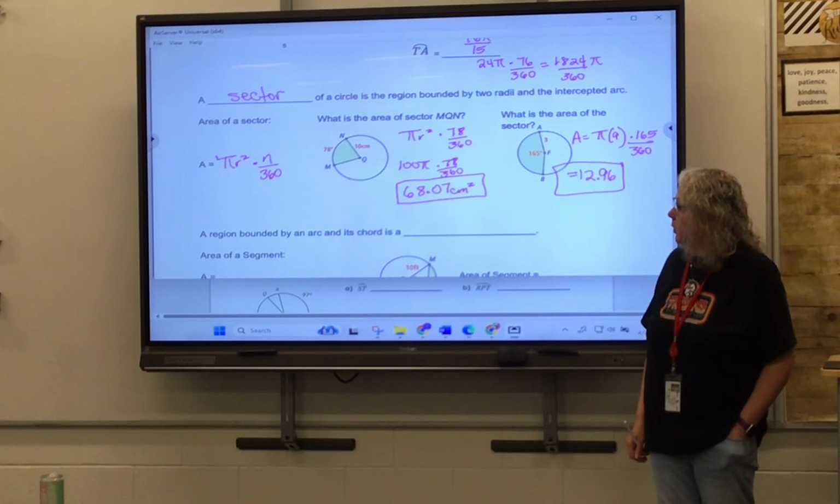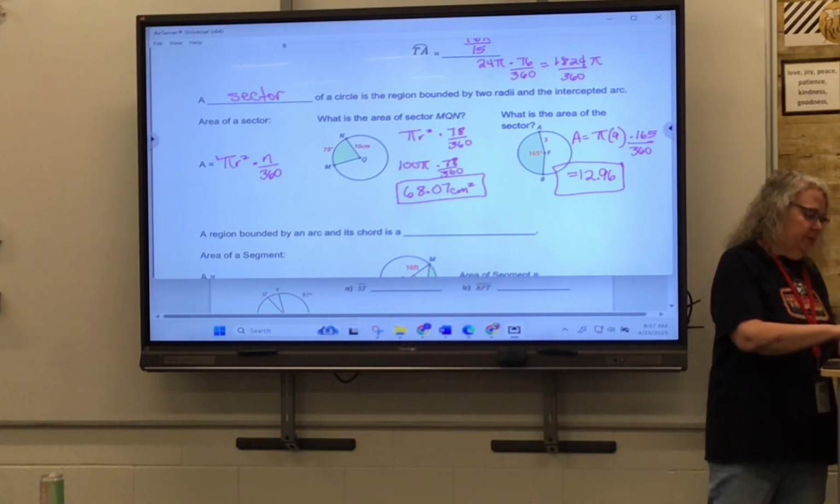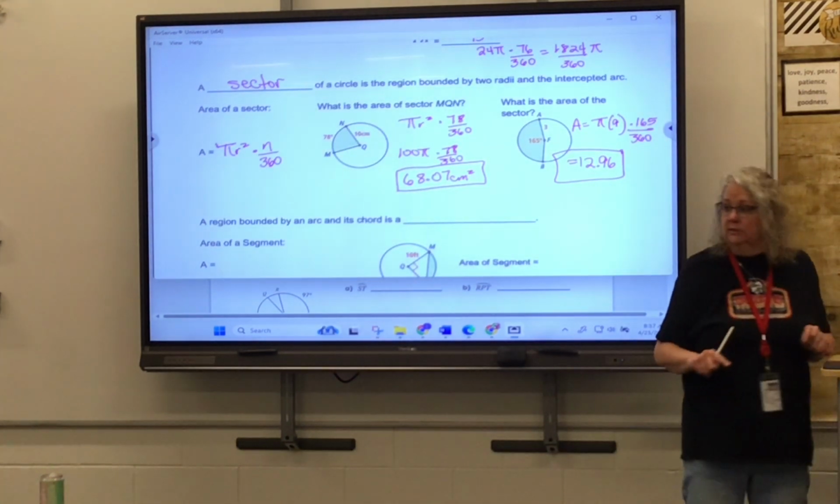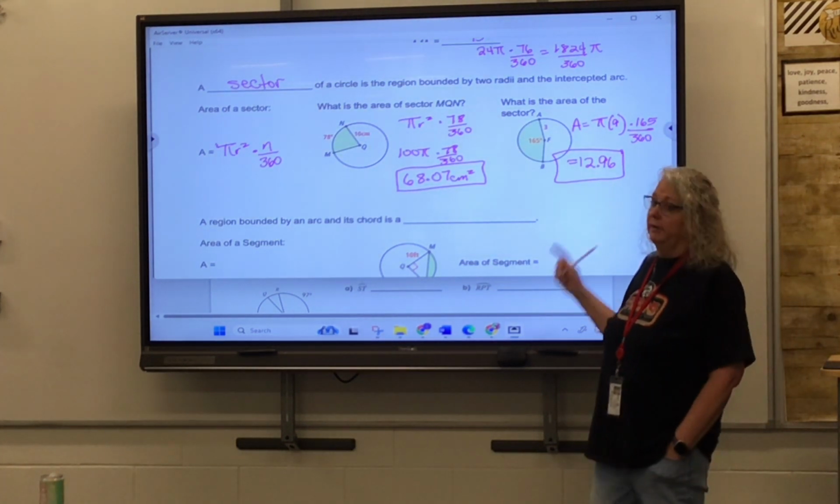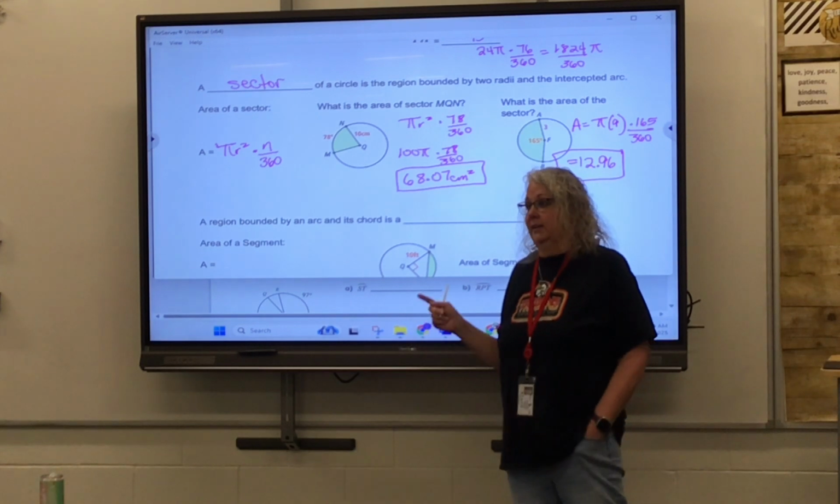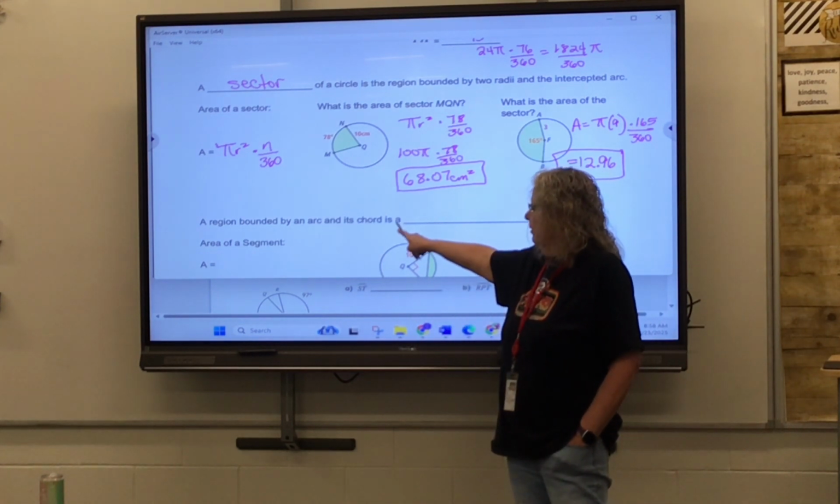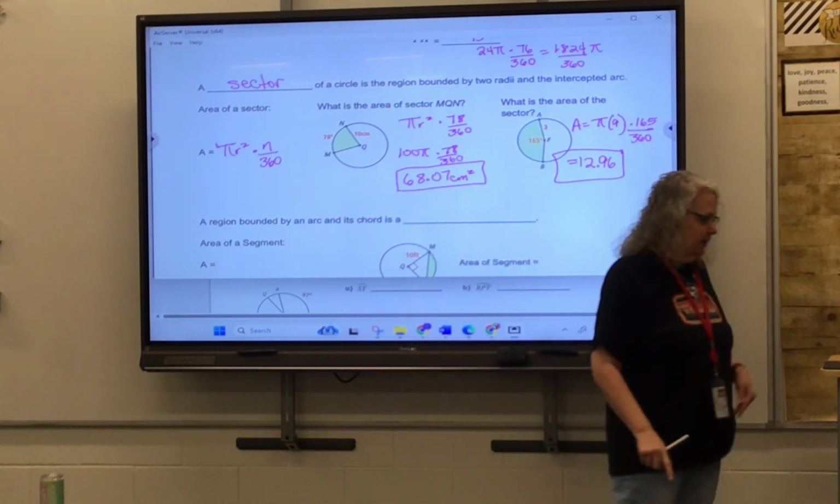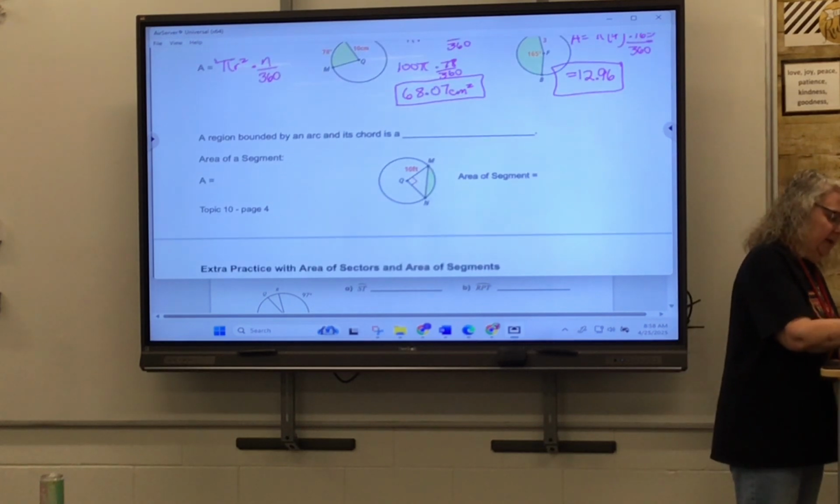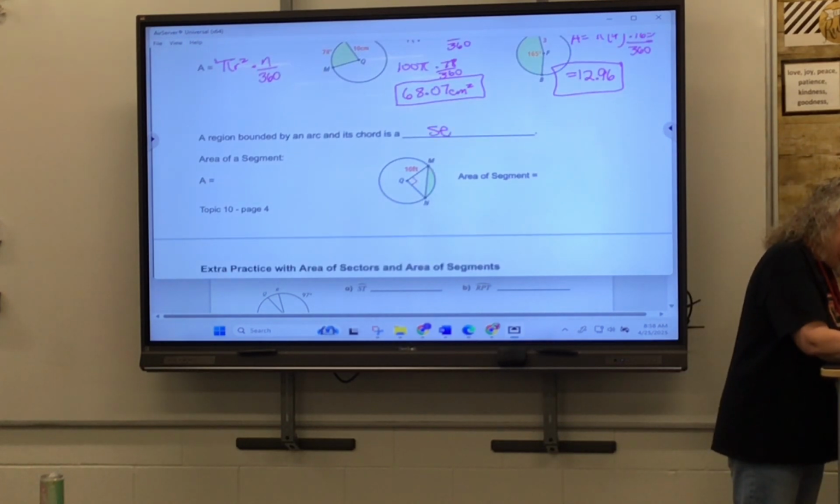All right, one more, last section. That was a sector. Now we have a region. It is bound by the arc and its chord. Sorry, it is called a segment of the circle.